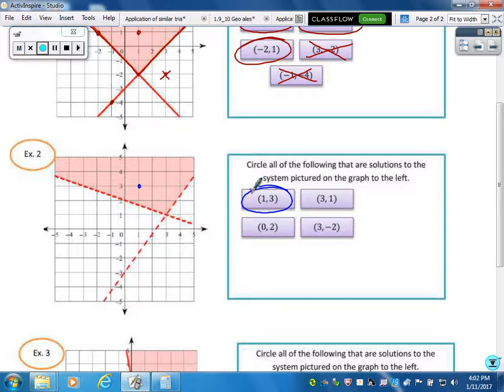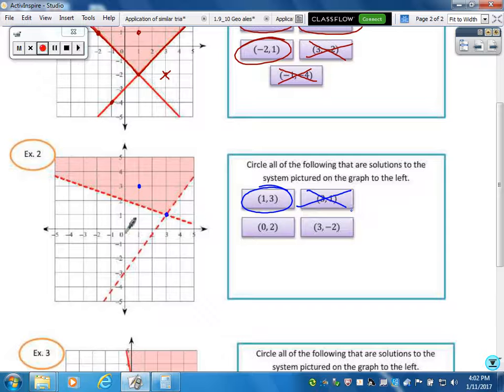Next one says 3, 1. So over 3, up 1. While that's on the border, these are dashed lines. So nothing on a dashed line can be a solution. That's not equal to, that's just less than or greater than. So that is not working because it's on the dashed line.